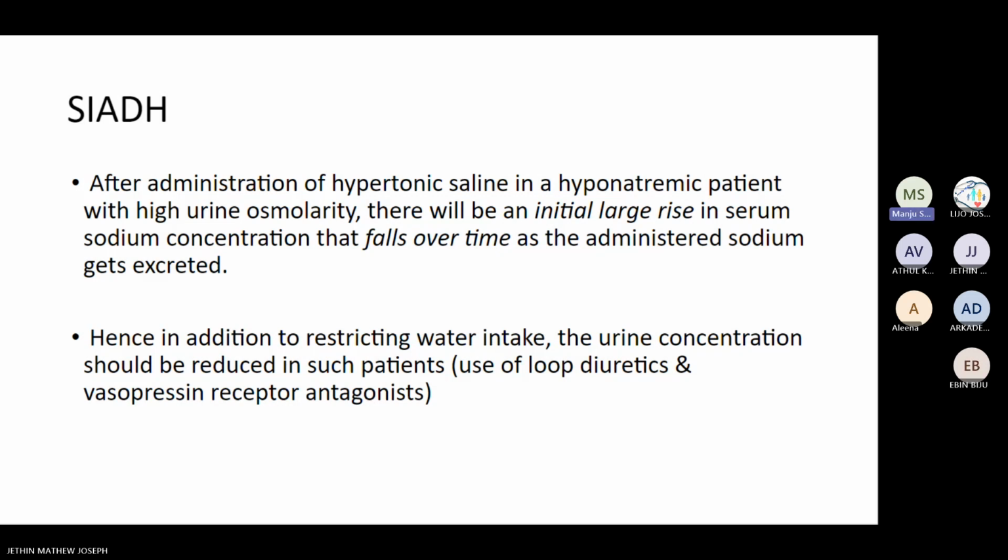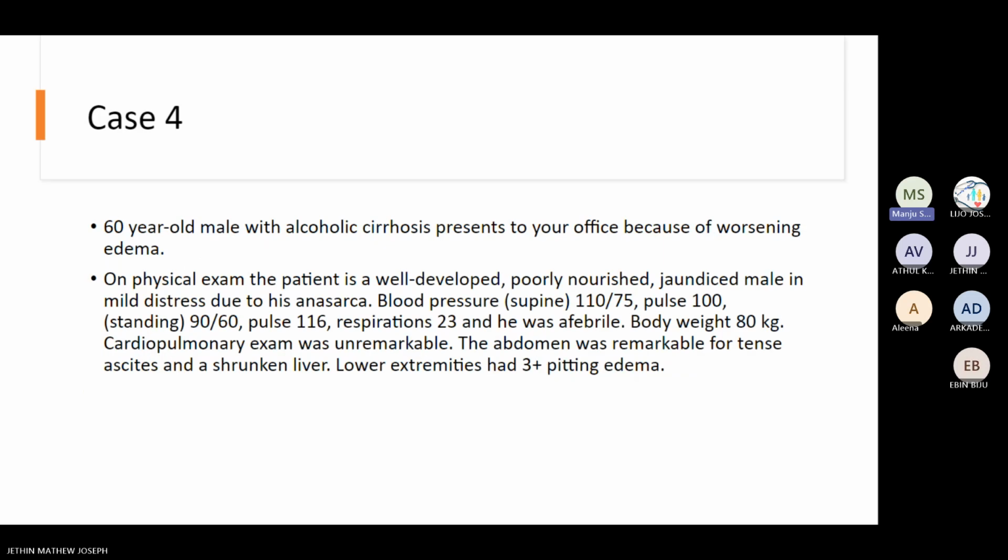Coming to the final case scenario, this elderly male again, known case of cirrhosis, who has come with worsening edema, and you find that he has anasarca. His BP in supine position is 110/75, but on standing it drops to 90/65. He's tachycardic when he stands, and you can see that he has ascites and a shrunken liver. So basically, decompensated CLD. And he seems to have orthostatic hypotension. BP has significantly dropped on standing, so he's having orthostatic hypotension.